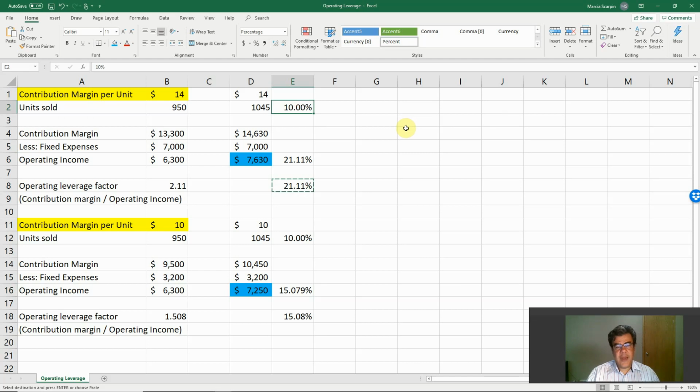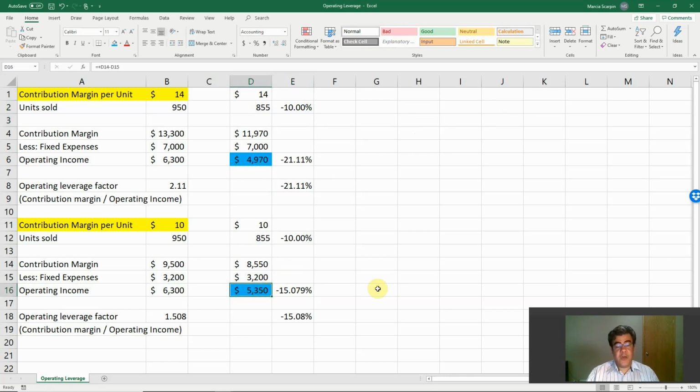However, let's face a second scenario here. Instead of going up, our sales are going down 10%. Now company 2 is better because the operating income decreases less than in company number 1. So we have a greater number here.